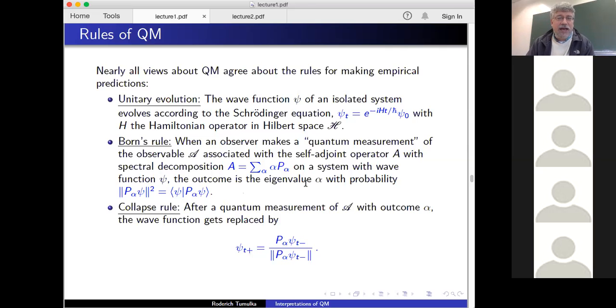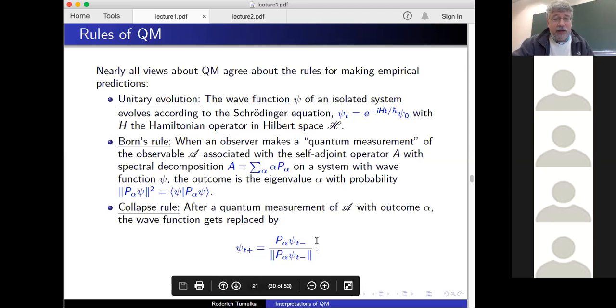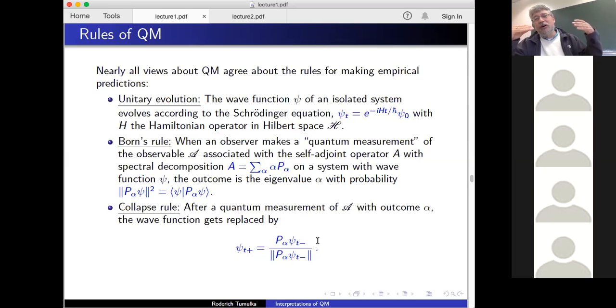Okay, third rule, the collapse rule. Suppose somebody has done a quantum measurement of the observable script A, has obtained outcome alpha, then the wave function collapses as follows. Here, t minus means the time just before time t. So we're talking about the left limit of the function. So if we think of psi as a function of t, now we're looking at the left limit at t. So that is the wave function just before the quantum measurement.